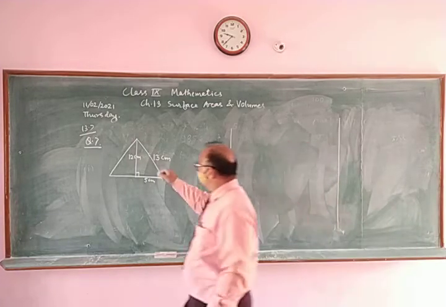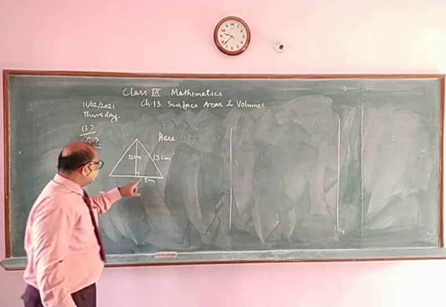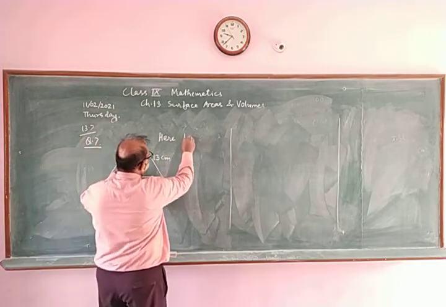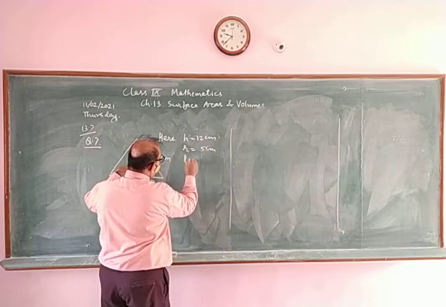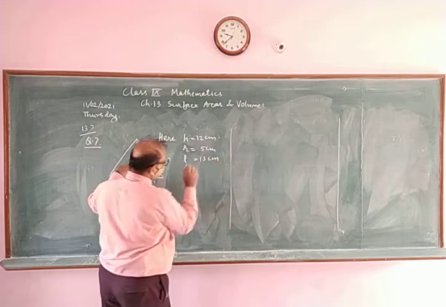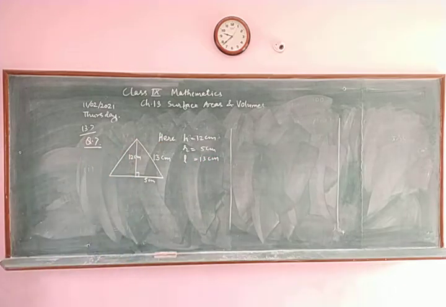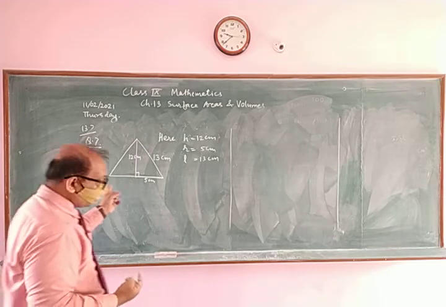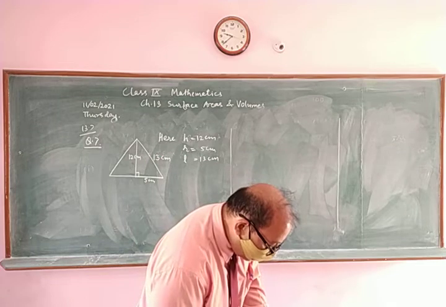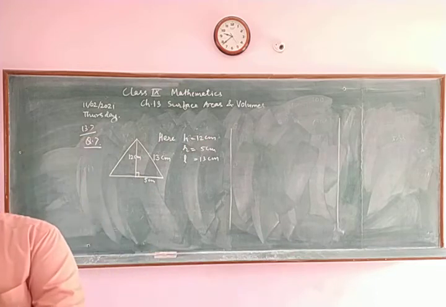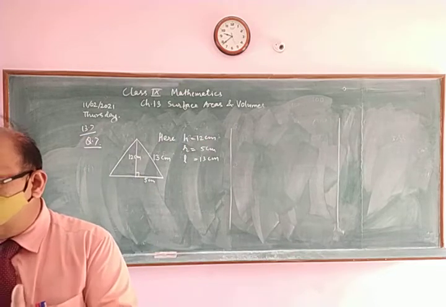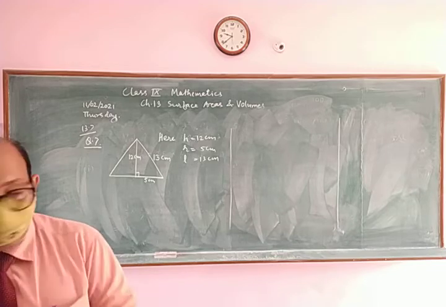Now here height is equal to 12, radius is equal to 5 and L is equal to 13. It is revolved around a side 12 centimeter. Now we have to find the volume of solid so obtained. When it is revolved, we get the cone. We have to find the volume of cone.